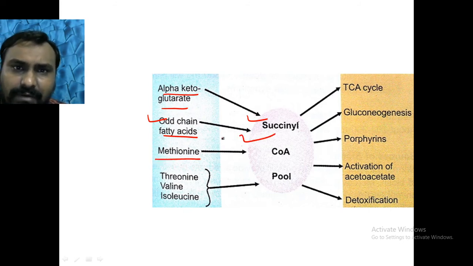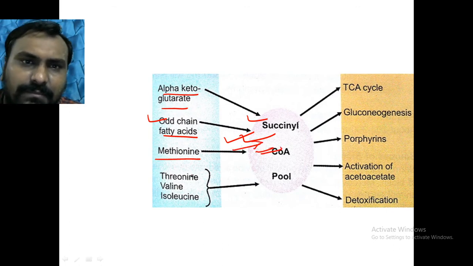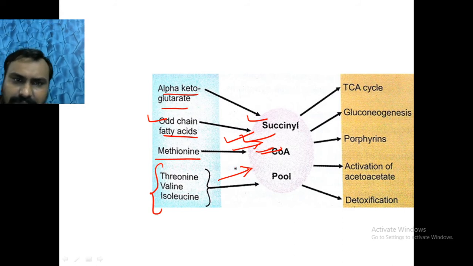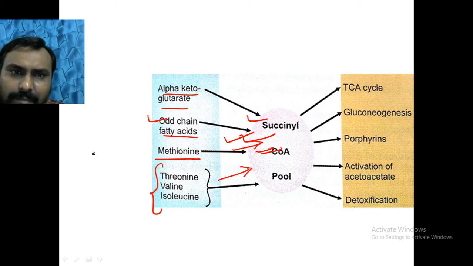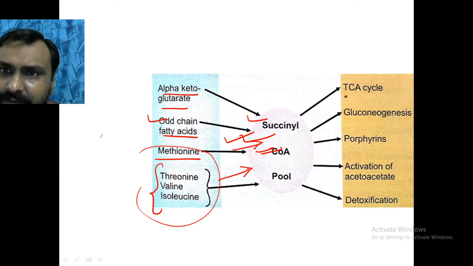Then methionine, when it is broken down, will be converted to homocysteine. Homocysteine plus serine forms cystathionine, which is broken down to cysteine and alpha ketoglutarate, and ultimately succinyl CoA is formed. Then threonine, valine, isoleucine will also form the succinyl CoA. Okay, we can see the metabolism of amino acids, and ultimately this succinyl CoA can go to the TCA cycle.